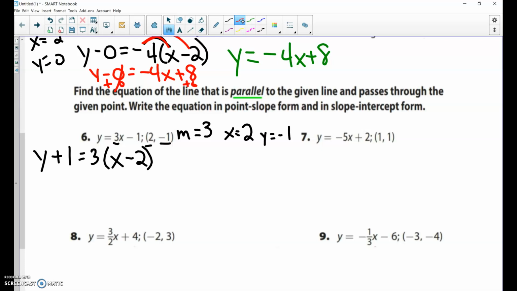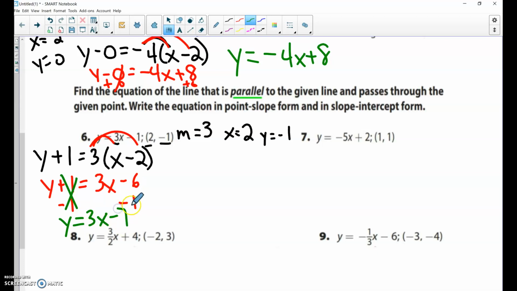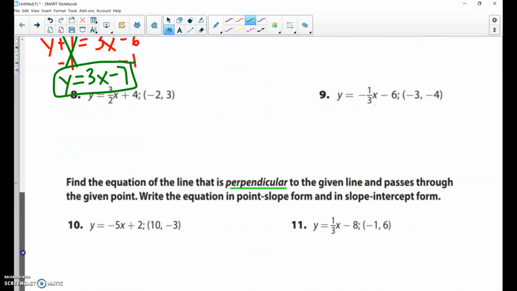Now we need to put it in slope intercept form, which remember 2 steps. Distribute. So I'm left with y plus 1. 3 times x is 3x. 3 times negative 2 is negative 6. And then I have this plus 1 over here, so I have to minus 1, minus 1. So then our final answer, y equals, because the 1's cancel out, 3x, and then negative 6 minus 1 gives us a negative 7. So then that would be our final answer for number 6. 7, 8, 9 are all exactly the same way.